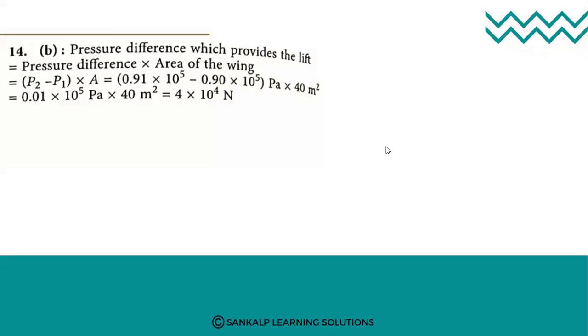So the pressure difference which provides the lift is equal to the pressure difference into the area of the wing, that is P2 minus P1 into area. The answer is 4 into 10 raised to 4 Newton.